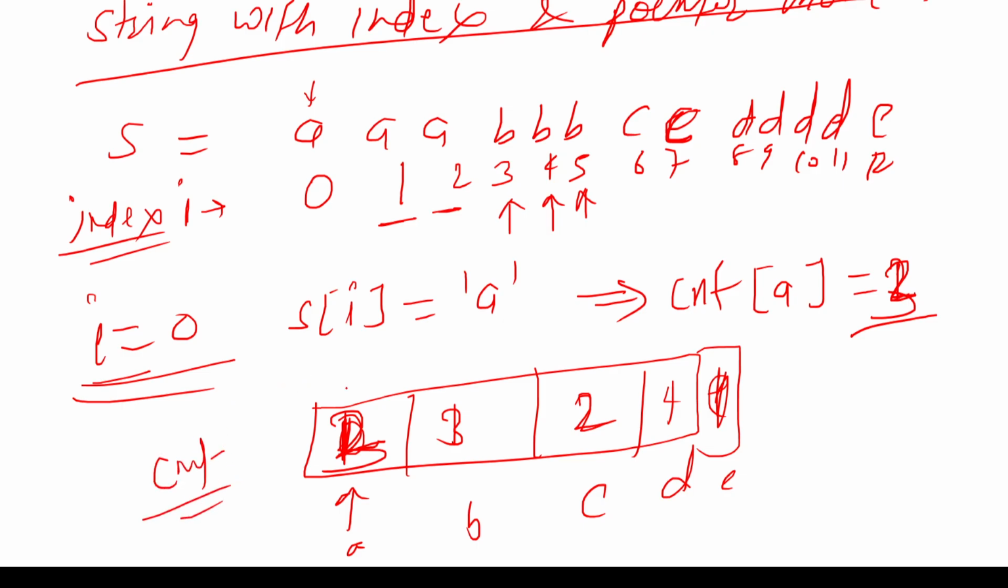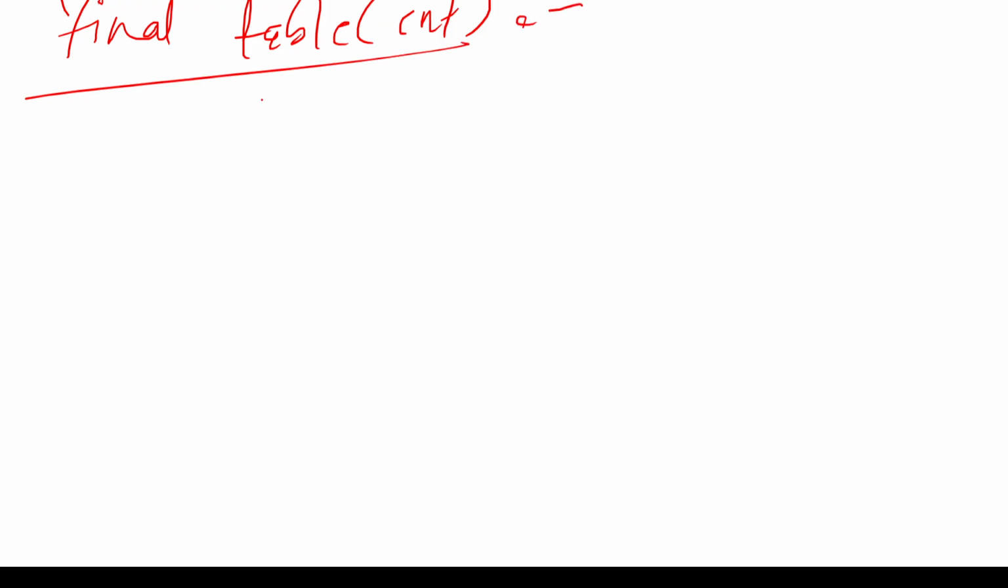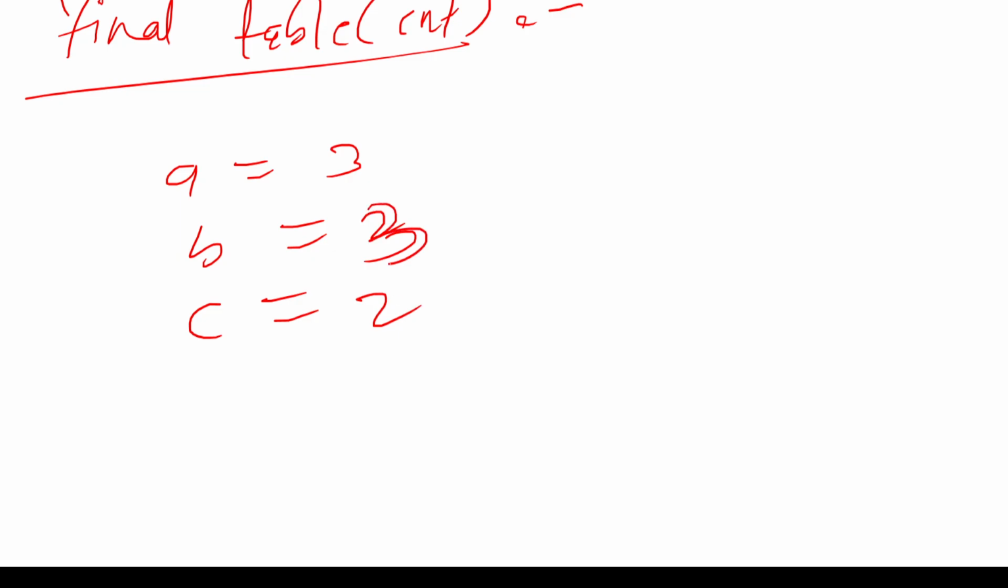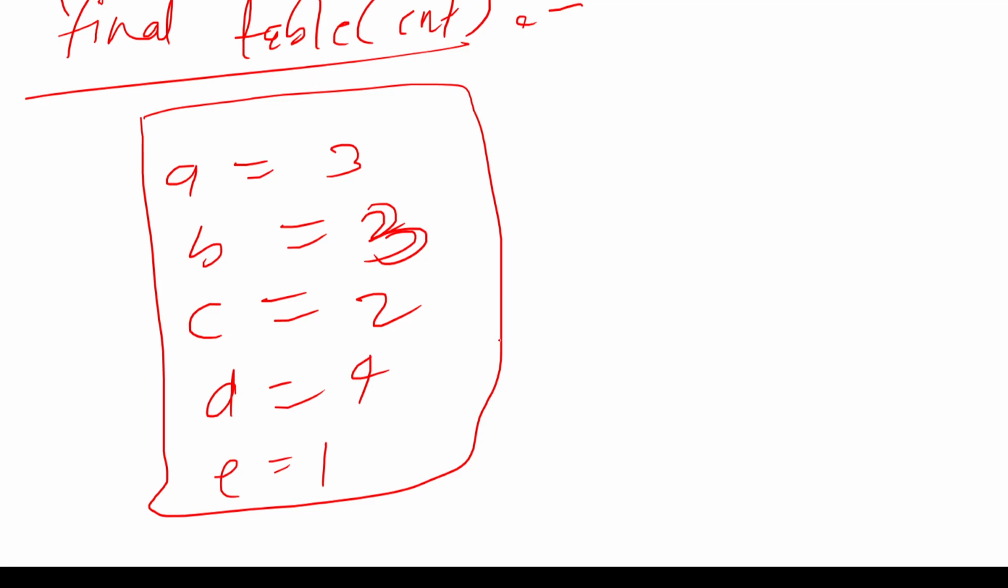So we have to move the pointer, that is i, and we'll update the count. Okay, right? Let's try to understand. Can we say that we have a final table, that is cnt, like this: A is 3, B equal to 2, C equal to 2, right? And D was 4 and E was 1. This is our table, right?